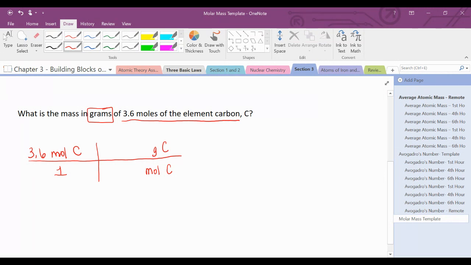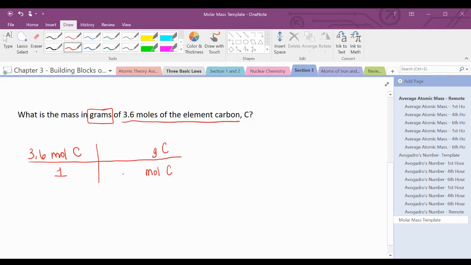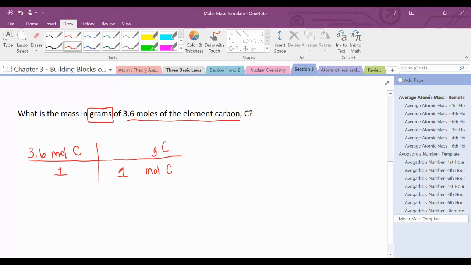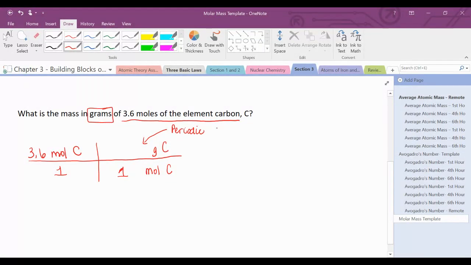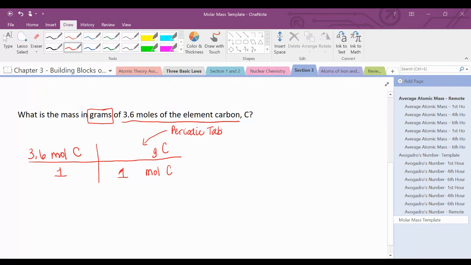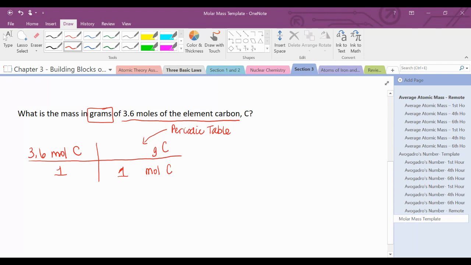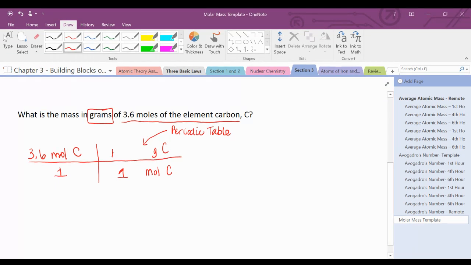Okay, so molar mass is defined as the number of grams in 1 mole. So 1 is going to always go in front of mole. And the number we're going to put in front of grams is the value from the periodic table. Now, you want to be using the periodic table that I've given you because that has the rounded average atomic mass that we're going to be using throughout the year. Right? So carbon is number 6 on the periodic table. And if you look at the box, the molar mass is 12.01.